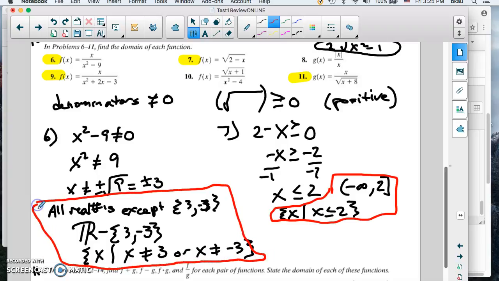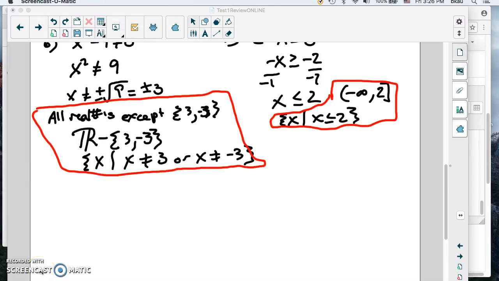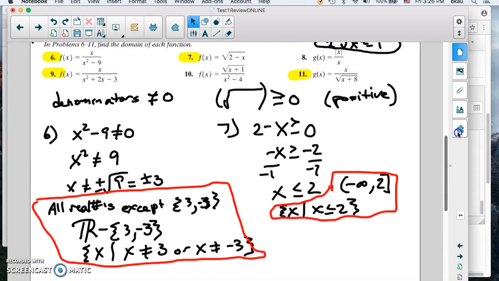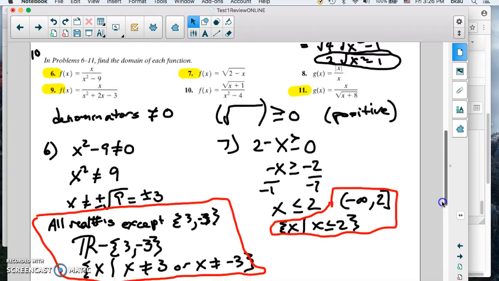Okay. All right, number 9 is similar in that we would look at the denominator, and it's similar to 6 in that way. So if we were doing number 9 similarly to 6, we would factor it, I mean. Let me find some more room for this. So let's take a look at the denominator here. The denominator is x squared plus 2x minus 3.